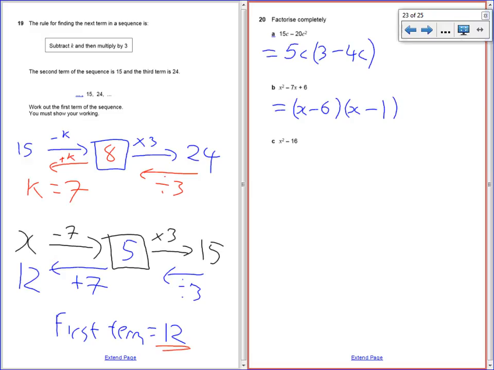C is again a quadratic expression, but there's no x term. There's an x squared and a constant term. So we're going to do 2 brackets. There's actually a special name for this, which is difference of 2 squares. What we've got to do here is come up with 2 numbers that multiply together to give negative 16, but add together to give nothing. And that is plus 4 and negative 4.